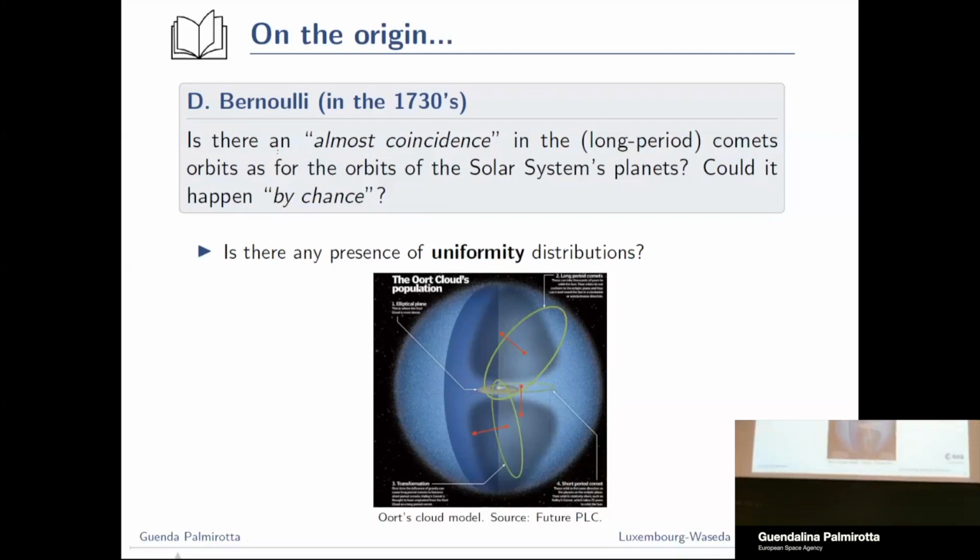And so this fact of Bernoulli, we can formulate it statistically in hypothesis testing. So it is like a question, yes or no: is there an almost coincidence? And more precisely, is there, for example, a uniformity? Are the orbits of comets uniformly distributed? And why directional statistics?